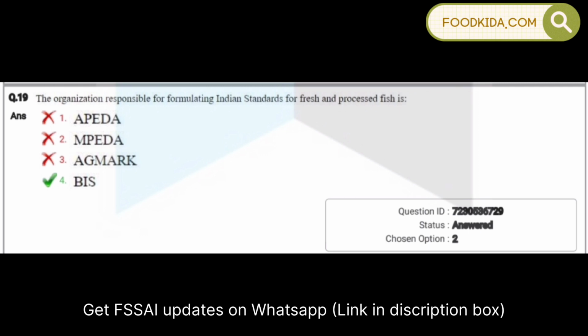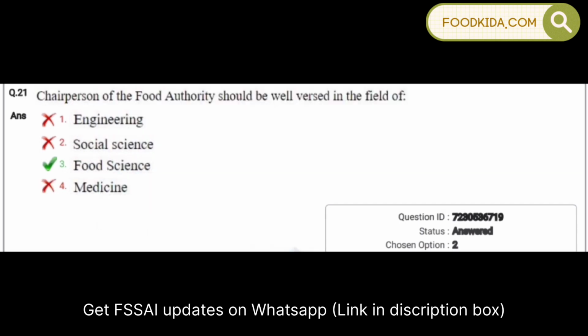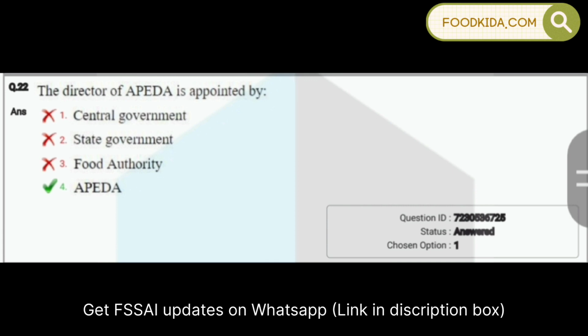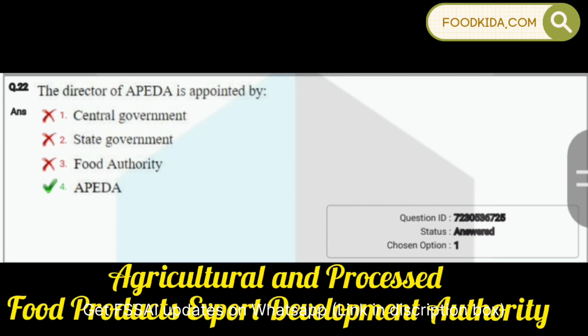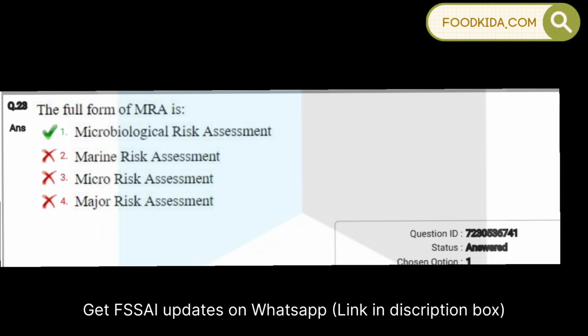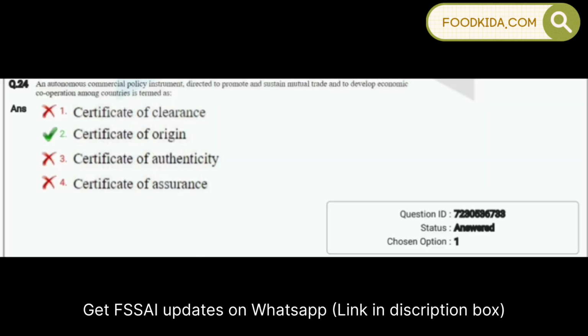The organization responsible for formulating Indian standards for fresh and processed fish is BIS. Again, for fresh and processed fish it is BIS. The Chairperson of the Food Authority should be well versed in the field of food science. The director of EIC is appointed by the Export Inspection Council. Now the full form of MRA is Microbiological Risk Assessment. An autonomous commercial policy instrument directed to promote and sustain mutual trade and to develop economic cooperation among countries is termed Certificate of Origin.